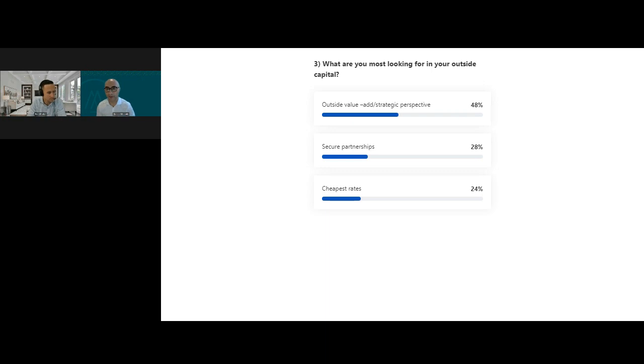Pretty good. Most of the respondents picked option 3, which is looking for outside value to add strategic perspectives. Pretty good. Scott, back to you.